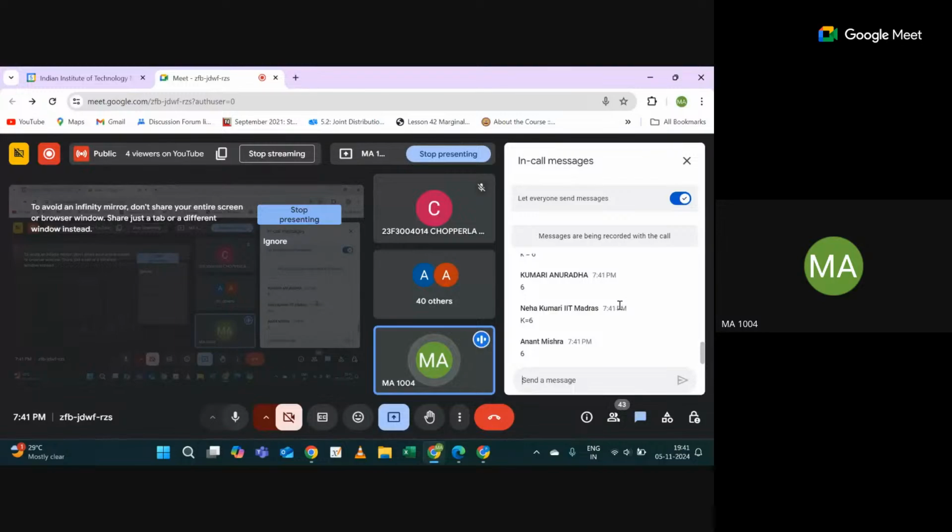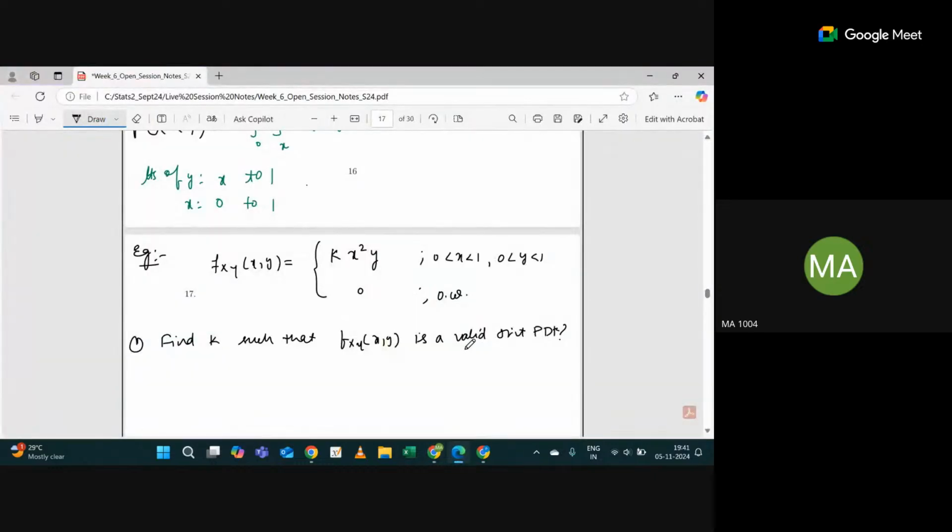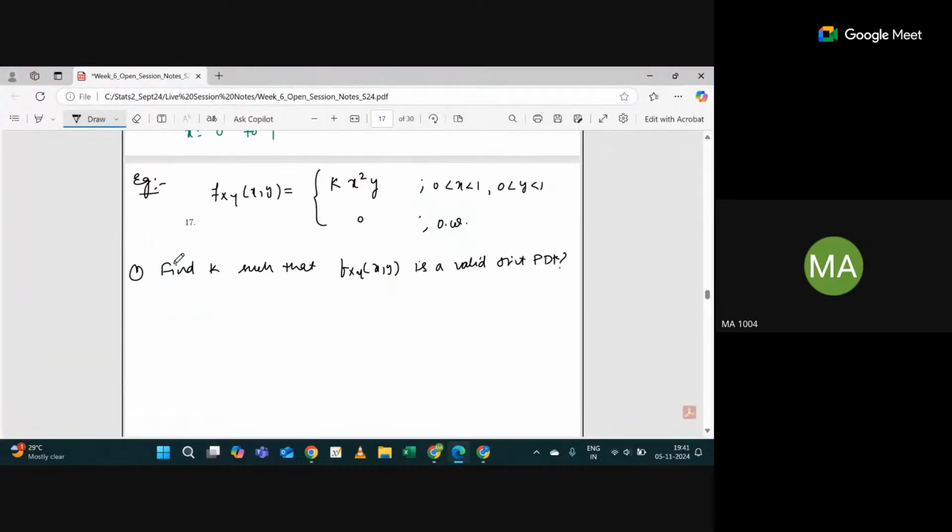Okay, it seems most of the people are getting 6, right? Yes, sir. Okay, let's try to solve it. So what do we have to do? We have to do the area under the curve, 0 to 1, 0 to 1, which should be equal to 1, and I can take k outside, right?